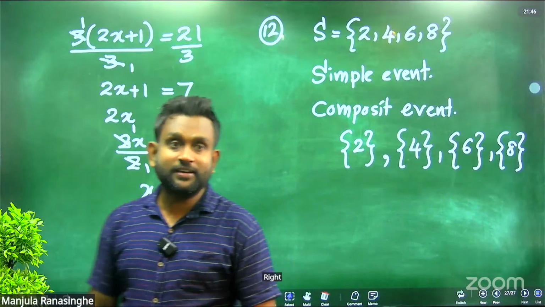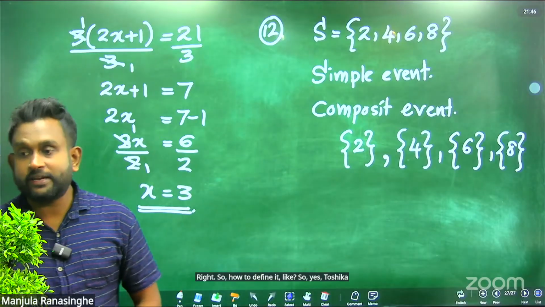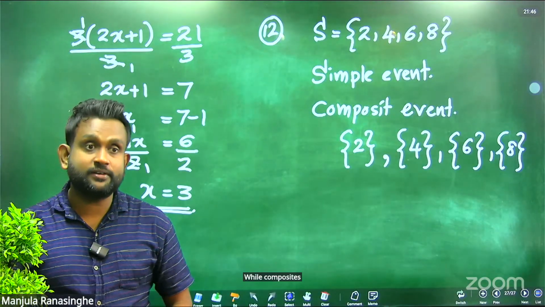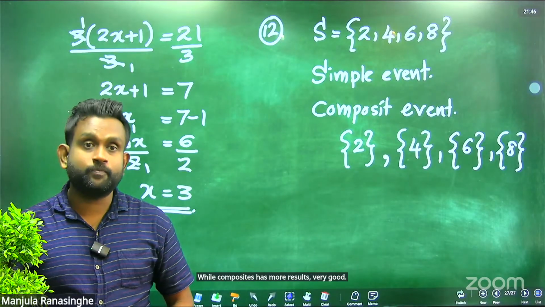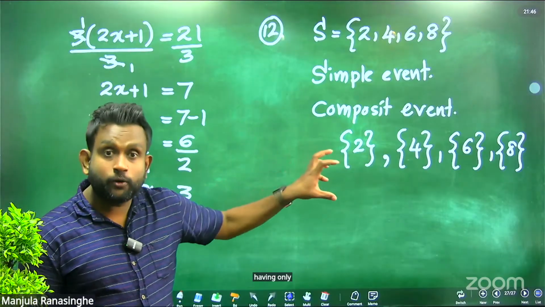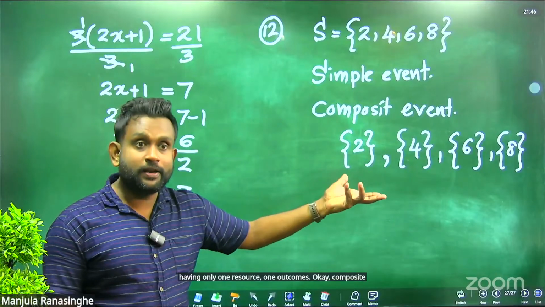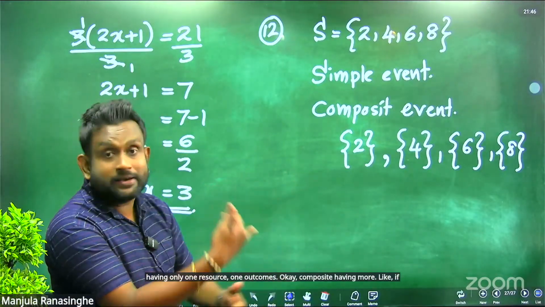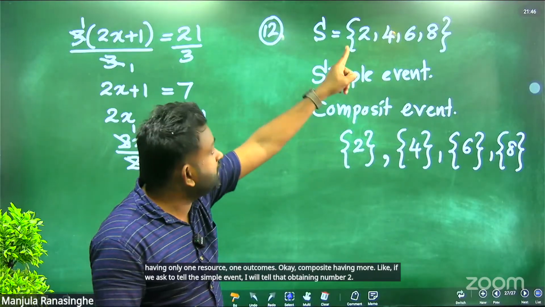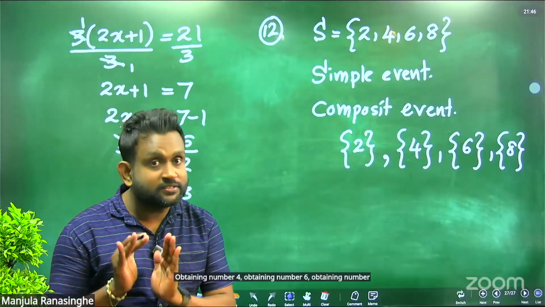So how to define it? Yes, Toshika, very good. A simple event has only one possible result, while a composite event has more results. Very good. So a simple event has only one outcome, a composite one has more. If we are asked to tell simple events, I will say obtaining number 2, obtaining number 4, obtaining number 6, obtaining number 8. Those are the simple events.